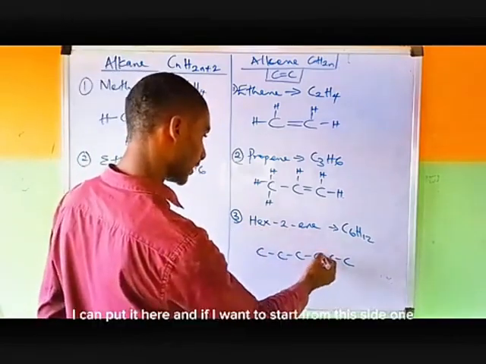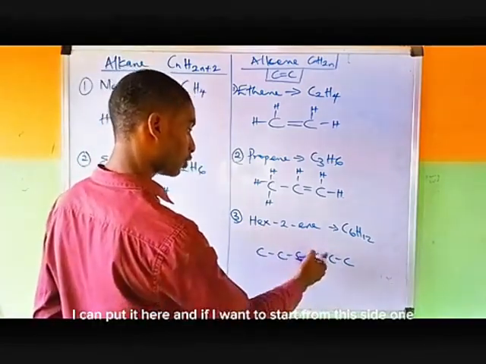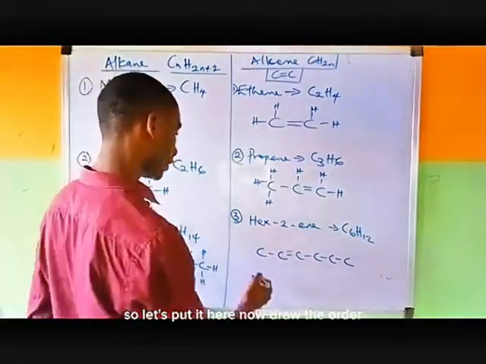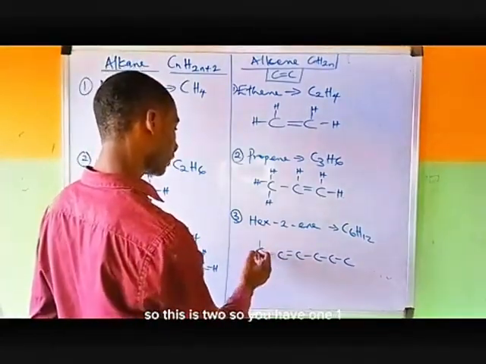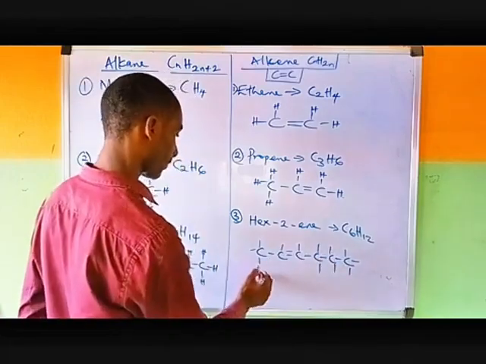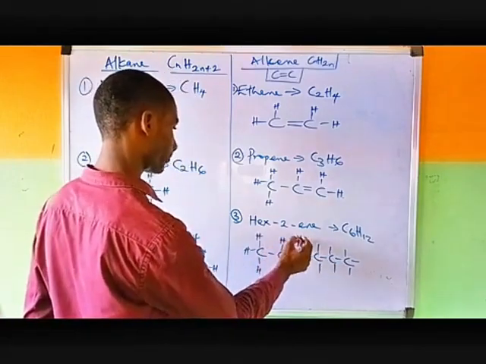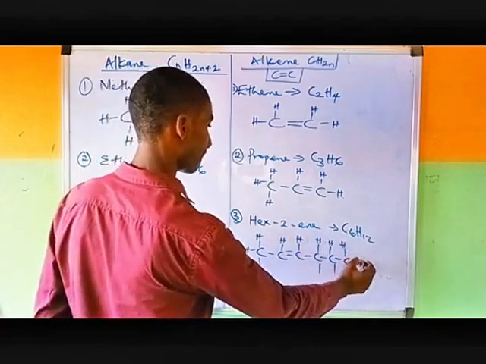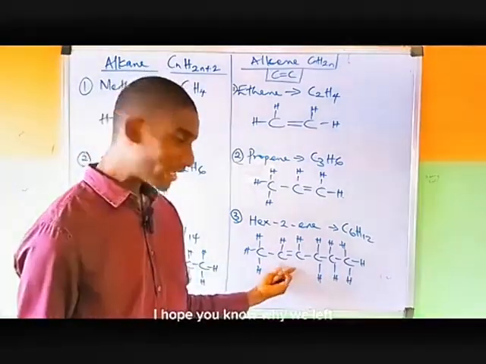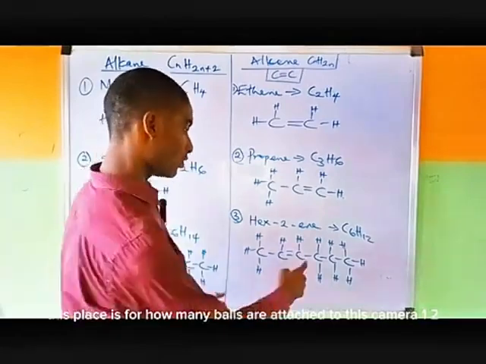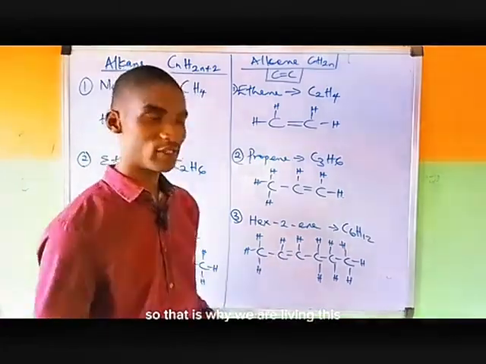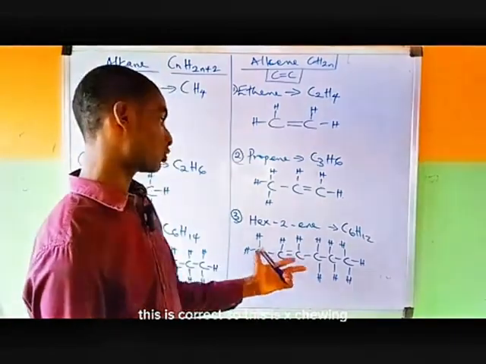So 1, 2, I can put it here. And if I want to start from this end, 1, 2, I can also put it here, whichever one. So let's put it here and I'll draw the other one. So this is 2 here. So you have 1, 2, 3, 4, 5, 6, 7, 8, 9, 10, 11, 12. I hope you know why we left these spaces. How many bonds are attached to this carbon? 1, 2, 3, 4. How many bonds are attached to this carbon? 1, 2, 3, 4. So that is why we are leaving this. This is correct. So this is hex-2-ene here.